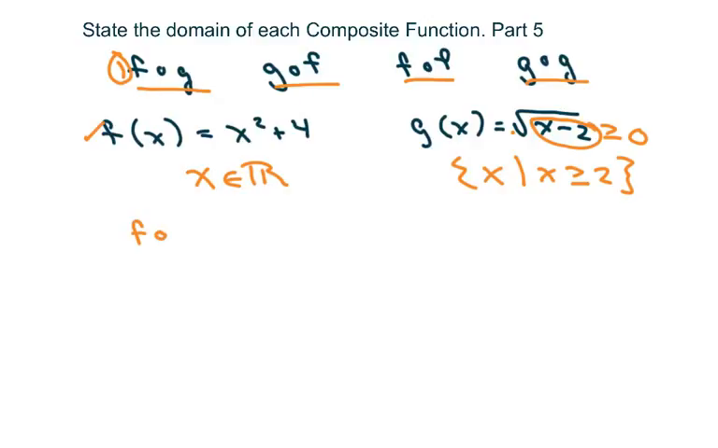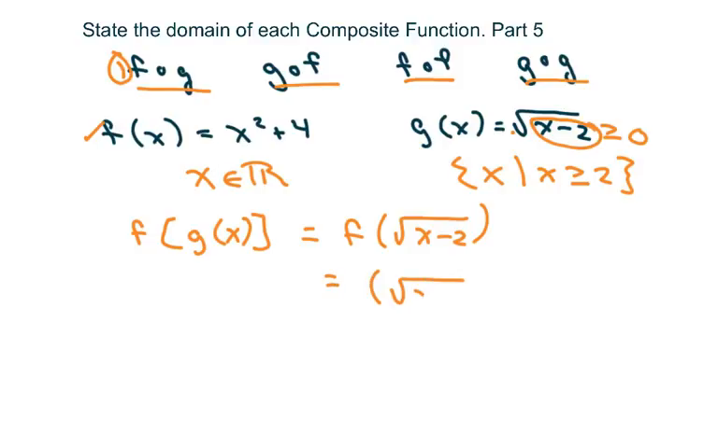we're going to do f of g. I'll just rewrite this. f of g of x. So I'm going to write in for g the square root of x minus 2. Then I'm going to input this into my f, so I'm going to get the square root of x minus 2, squared, plus 4. Basically, when you square this out, the square root goes away. So you get x minus 2 plus 4, which equals x plus 2.